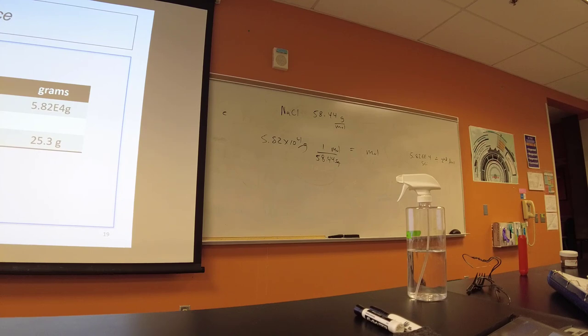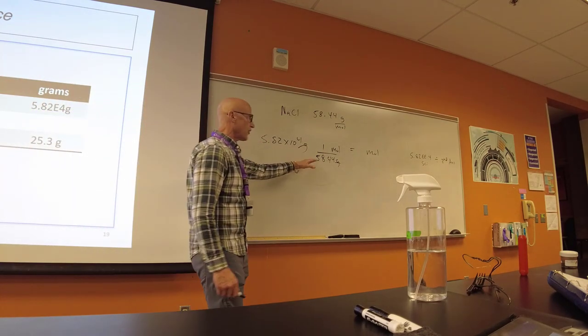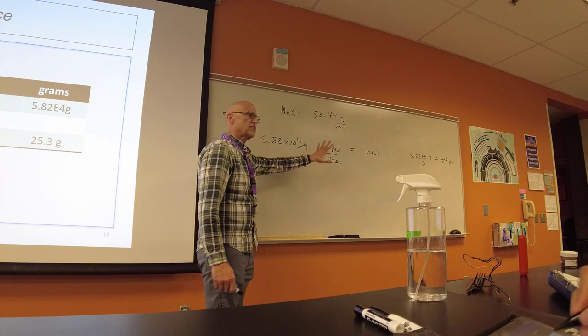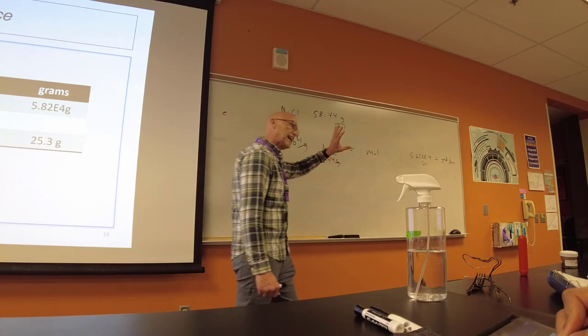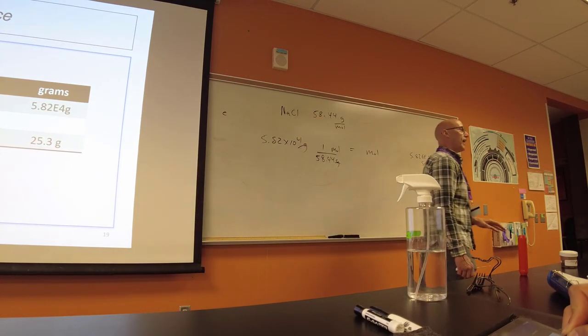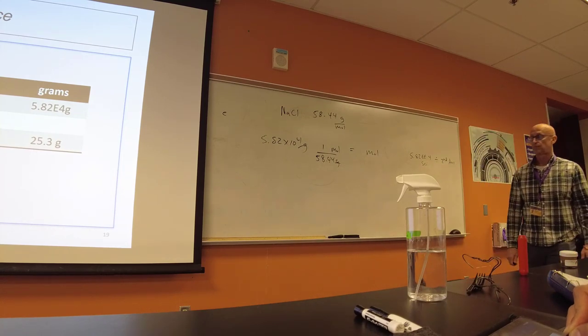So how do you get 58.44? You get used to it. Or, if you re-enter this, there's nothing wrong with that. This divided by that, that's fine. I'm just getting you up to speed on your calculator. Sometimes it's good to know that.